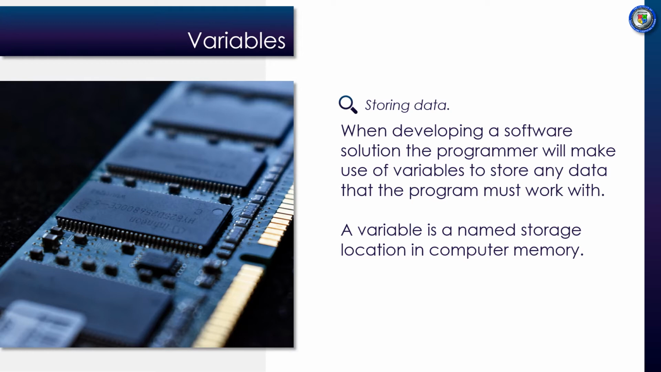Variables can store one piece of data at a time, but it should be noted that the data contained within the variable can change. This is why it's called a variable. When we declare a variable, it creates a named storage location in the computer's memory.